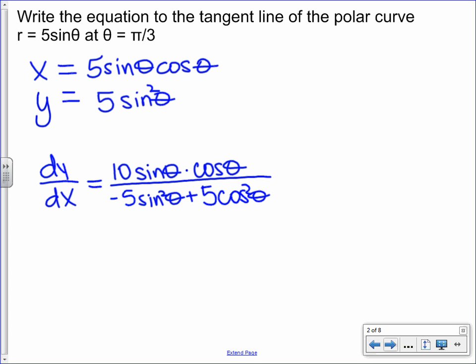So now what do we need to do with this? Plug it in. Plug what in? X and Y. Okay, this is our slope, and we want our slope at theta is pi over 3.